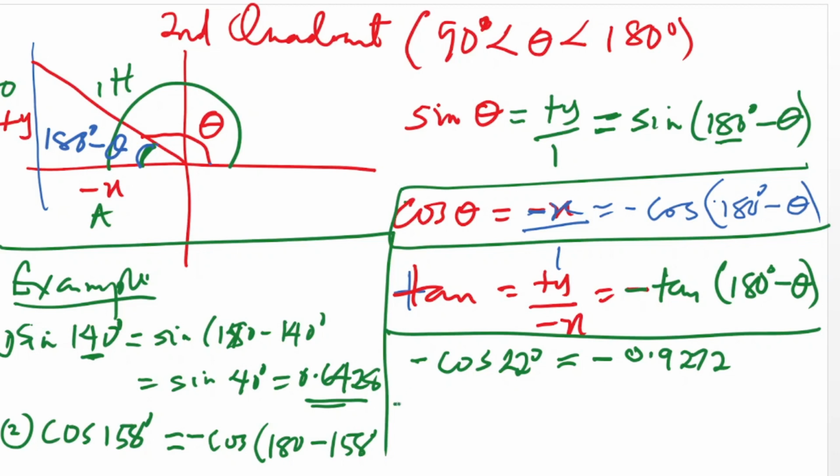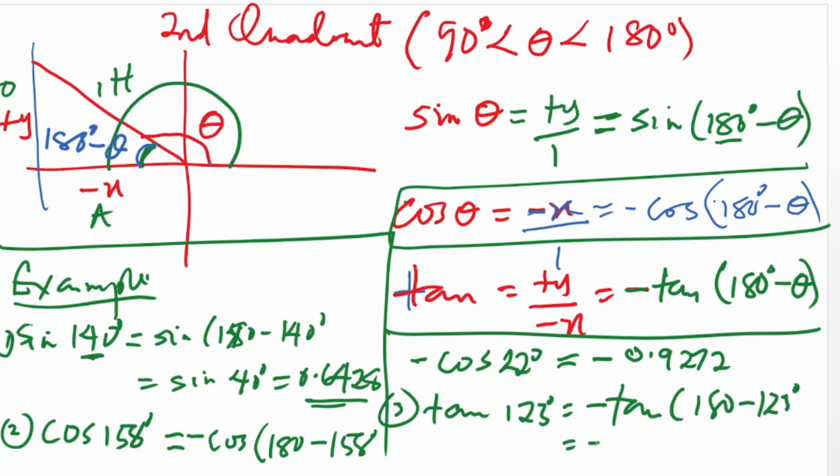So for the third example that we're going to look at under this one is tan. Let's say we have tan 123 degrees, which will be negative as well. Tan 180 minus 123 degrees is equal to minus tan 57 degrees, which will be minus 1.5399. I hope that is very clear. So that is the second quadrant.